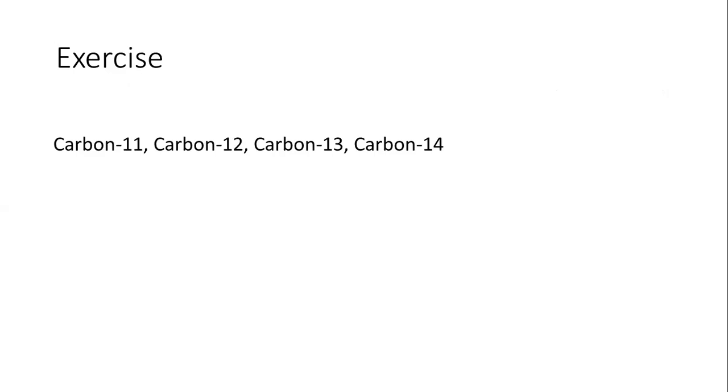So this is a little bit of exercise. Let's suppose you have four different carbon nuclides, carbon 11, 12, 13, and 14, and you have to decide what type of nuclides are here: isotopes, isobars, isotones, or isomers. First you calculate the number of protons, neutrons, and the mass number, and you can easily decide, as we have already explained.